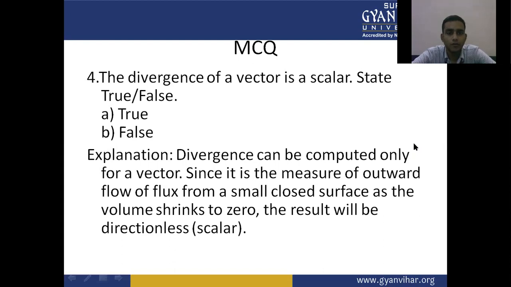The divergence of a vector is a scalar state. True or false? Divergence can be computed only for a vector, since it is a measure of outward flow of the flux from a small closed surface. As the volume shrinks to zero, the result will be directionless, or scalar.